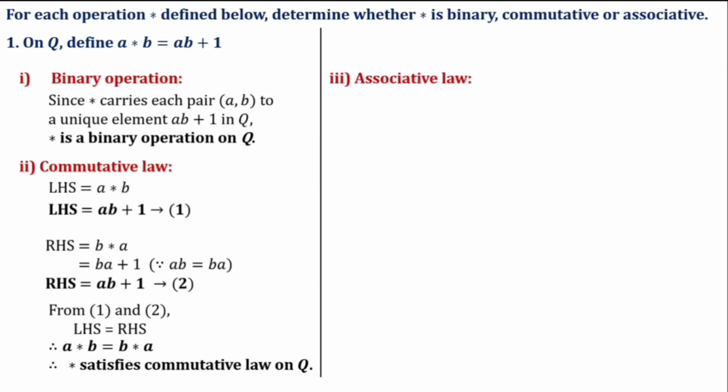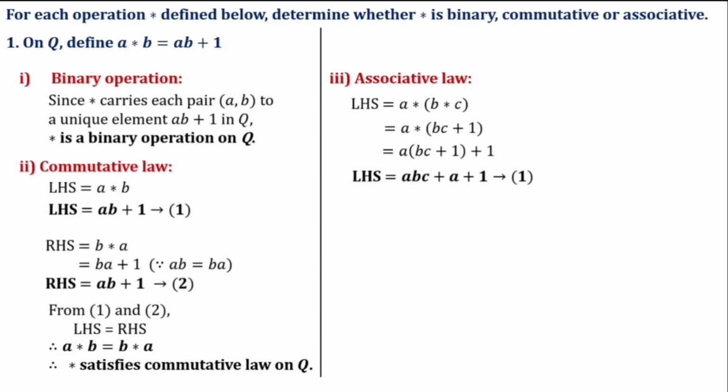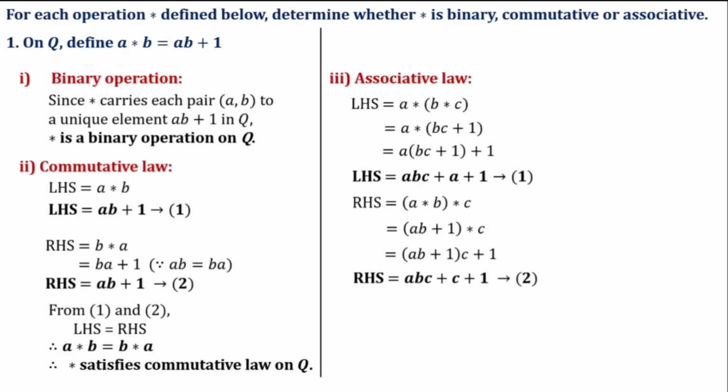Thirdly, we shall now verify whether star satisfies the associative law. Again, starting with the LHS, that is (a star b) star c. Applying the operation, we get (ab plus 1) star c. Again, applying the same operation, we get (ab plus 1) into c plus 1, and hence simplifying that, we get abc plus c plus 1 as our LHS, and take that as equation 1. Similarly, for the RHS, continuing in the same way, we get the RHS as abc plus a plus 1, and take that as equation number 2.